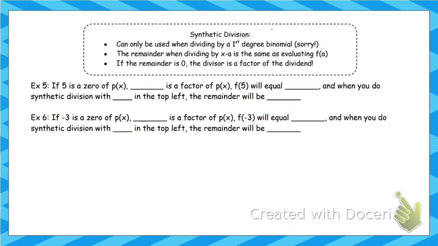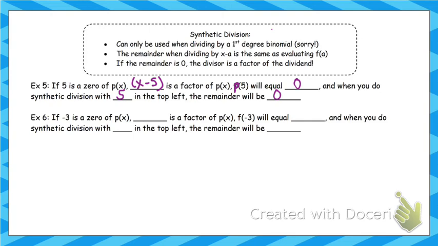If 5 is a 0 of a function, then x minus 5 is a factor of that function. So that means that if I were to evaluate, that should be the same letter. Sorry about that. That should be p. Okay, if I were to evaluate p of 5, it should equal 0. And then when you do synthetic division with 5 in the top left, the remainder will be 0.